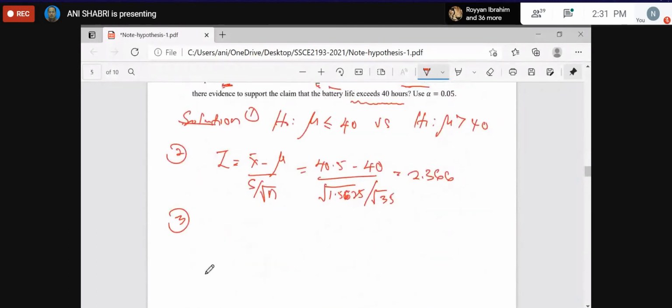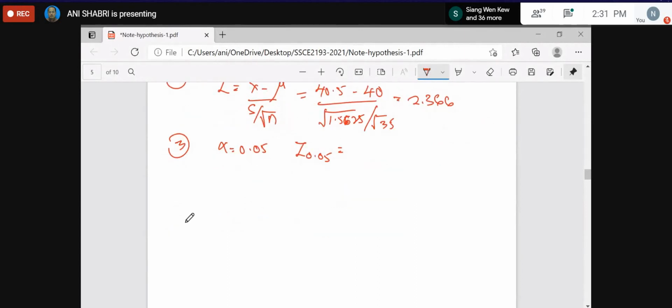Okay, number B. For this one, alpha is the same, alpha is 0.05. What is the value of Z for 0.05? This is the region on the right side. This is the border. This one is reject H0. This one is accept H0.